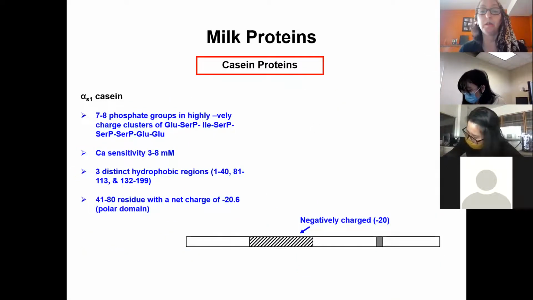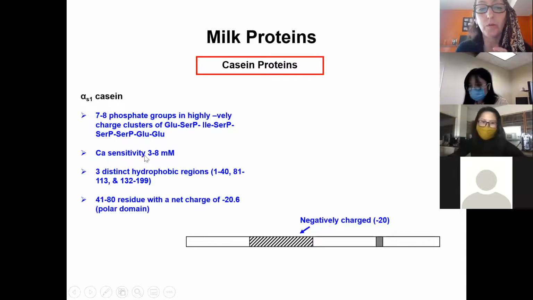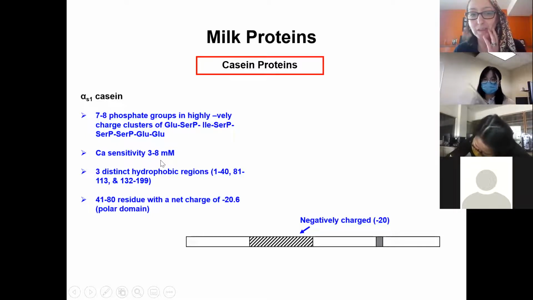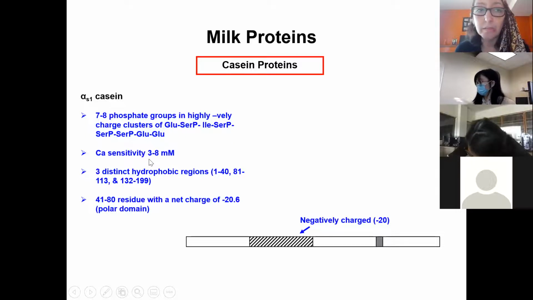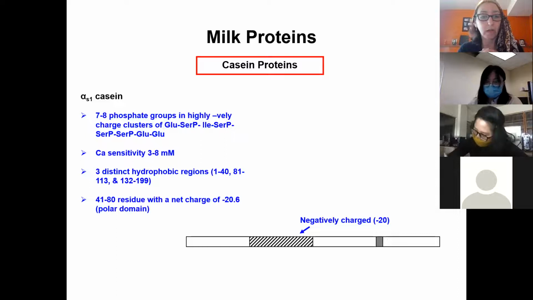So let's dive a little deeper into the structure of these caseins. If we look at alpha S1, you have about 7 to 8 phosphate groups, which increases the negative charge on that protein. And I don't necessarily want you to remember at what concentration of calcium it precipitates, but it is sensitive to calcium, but not as much as alpha S2. We'll see it has higher phosphorylation. The higher the phosphorylation, the more the sensitivity to calcium.